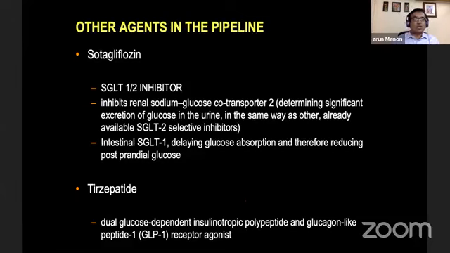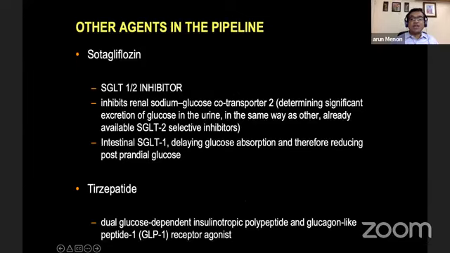The two I thought worth mentioning are, one is called sotagliflozin, which has been studied in type 1 diabetes as well as in type 2 diabetes. What are they? They are a combined SGLT2, SGLT1 inhibitor. And again, you know that SGLT1 is in the intestine, in the GI tract, so they delay glucose absorption and therefore reduce the postprandial glucose. So the hope is that these agents will have a better effect than the SGLT2 inhibitors.